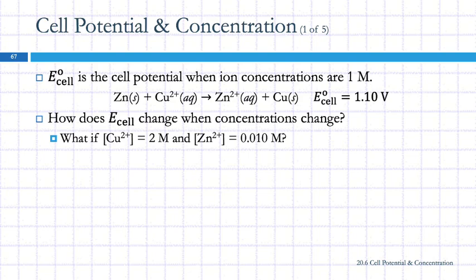E0 is the cell potential when ion concentrations are standard, which is 1 mole per liter. So here for our zinc and copper ion cell, the standard cell potential is 1.1 volts. What happens to E when the concentrations change?